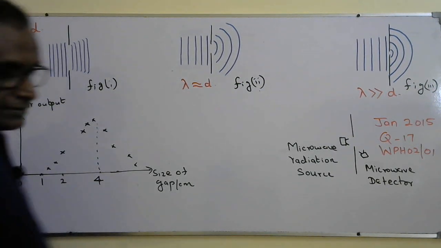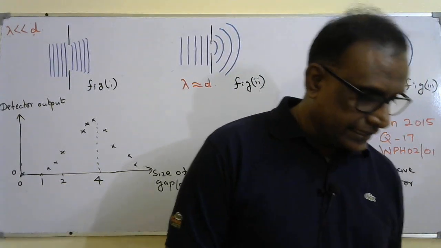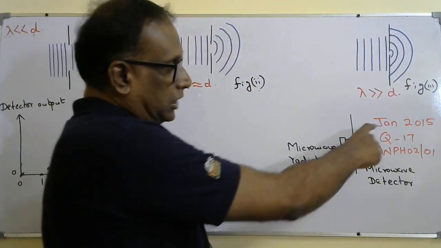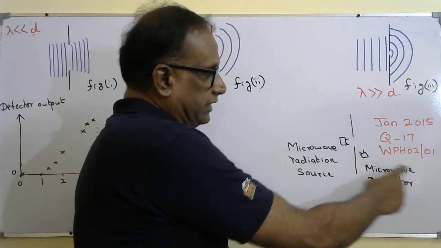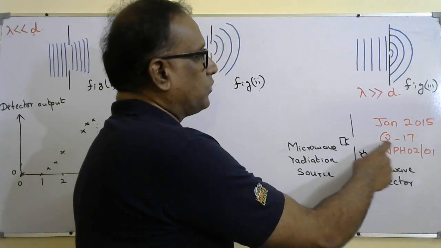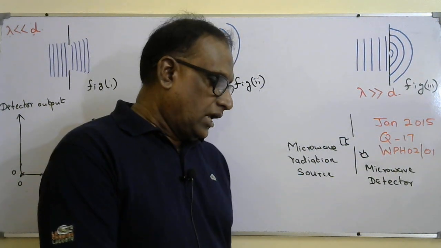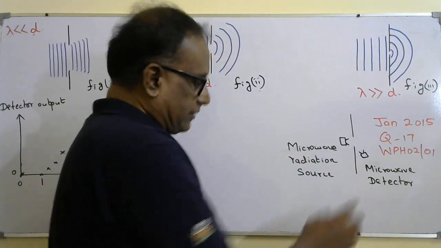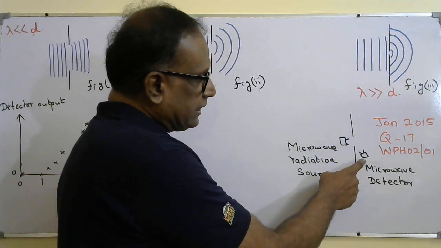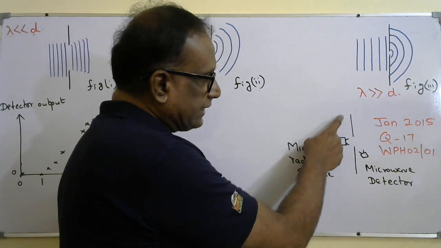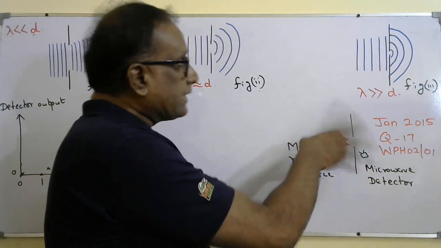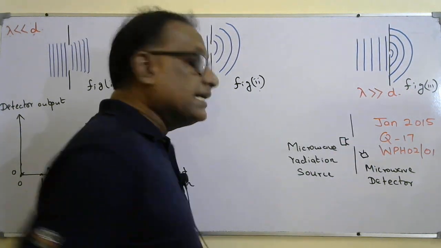Okay, so another past paper question based on these ideas that appeared during January 2015, WPH 0201, question 17. So this diagram was given. It says this is a microwave transmitter, this is a microwave detector, and this is a metal plate. As I explained, in the metal plate there is a gap.